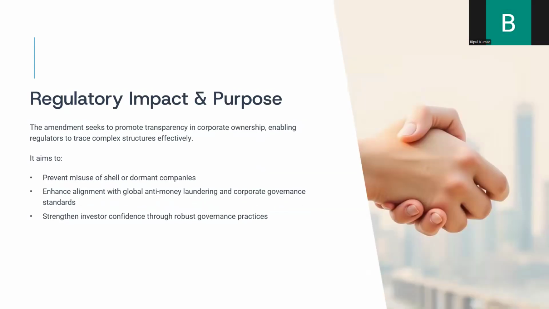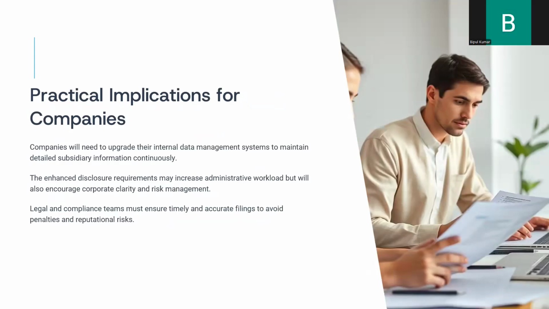Regulatory impact and purpose. The amendment seeks to promote transparency in corporate ownership, enabling the regulator to trace complex structures. It aims to prevent misuse of shell or dormant companies, enhance alignment with global anti-money laundering and corporate governance standards, and strengthen investor confidence through robust governance practices.